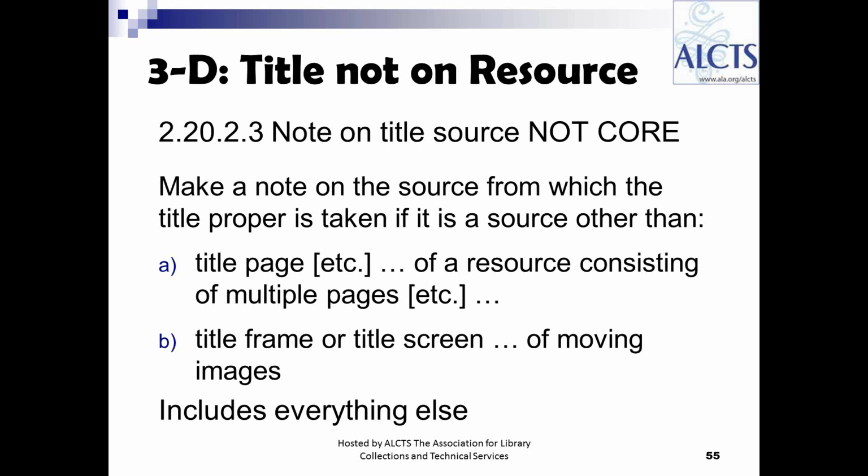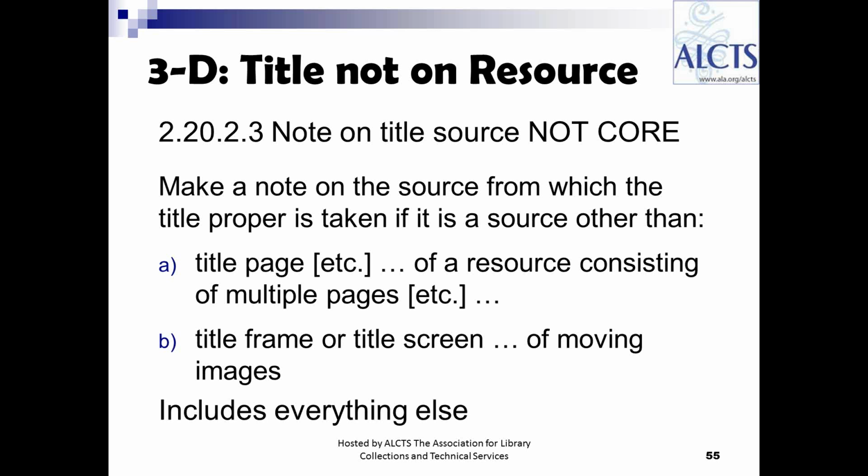The OLAC Music Library Association test group really struggled to understand this instruction, but LC told us that we should indeed read it literally. The rule for notes on title sources says to make a note on the source from which the title proper is taken, if it is a source other than the title page, etc., of a resource consisting of multiple pages, etc., or the title frame or title screen of a moving image. So the literal reading is that you would always make a note for every other type of material that doesn't fall into these two categories.